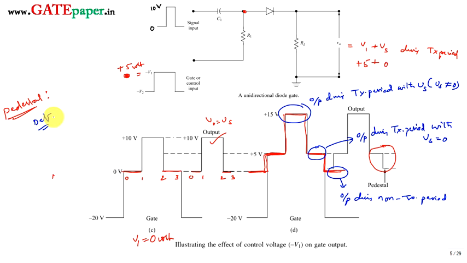Remember this one. Again, pedestal is the difference between the outputs during the non-transmission period and during the transmission period with 0 input applied. If there is no difference between these two cases, then the pedestal is 0. If there is a difference, it can be either positive or negative. Now we are seeing positive pedestal. Later we can go with negative pedestal also, during bidirectional sampling gates using BJTs.